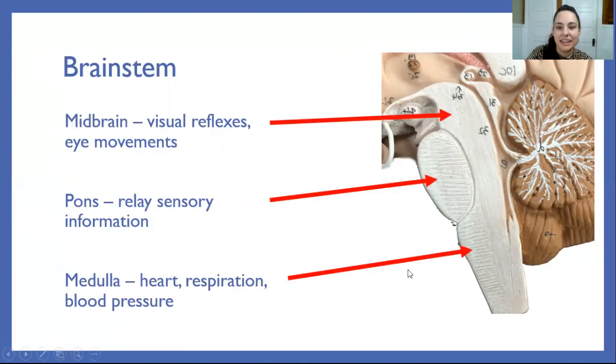Now we're going to see that the midbrain is right here. This is where we have visual reflexes. Our eye movements are going to be controlled by this area. Pons is that relay of sensory information. So a lot of our sensory information comes into the pons and from there gets relayed to the rest of the brain. And here is the medulla. It controls your heart, your respiration, the blood pressure.